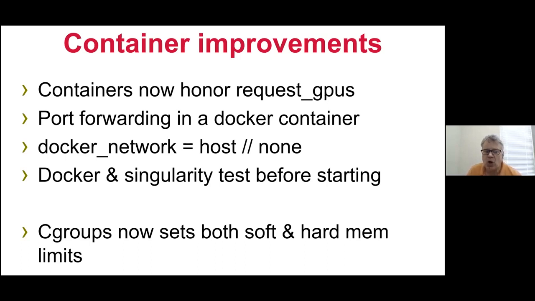We now support turning off networking in Docker jobs. So Docker network equals none. So if you want to have a very secure container that has no inbound or outbound network at all, you can say Docker network equals none, or Docker network equals host. And with Docker network equals host, the NAT is turned off, and you use the host network, which we found to be very valuable because the Docker NAT does not support IPv6. So if you need IPv6, you need to use the host networking.